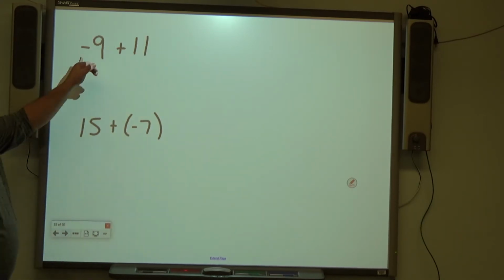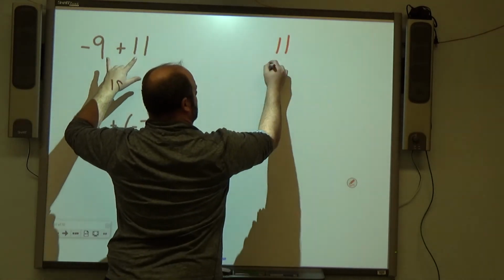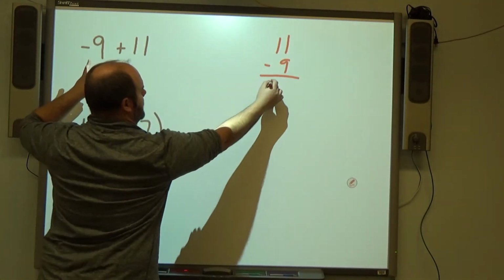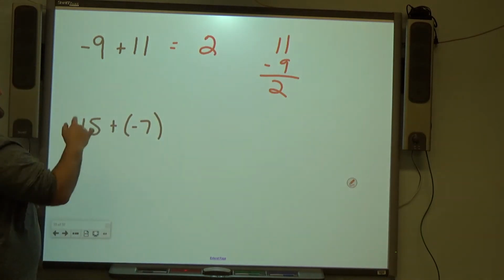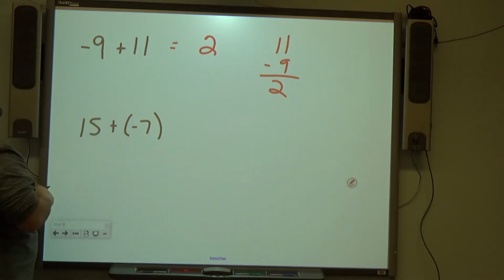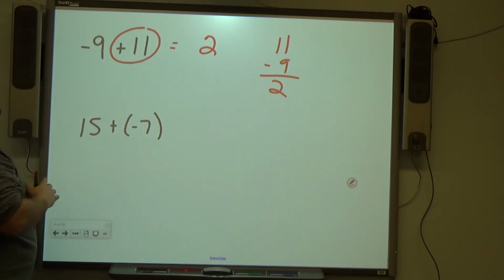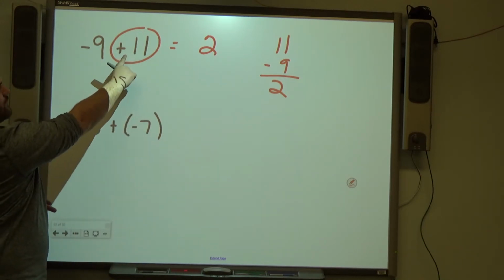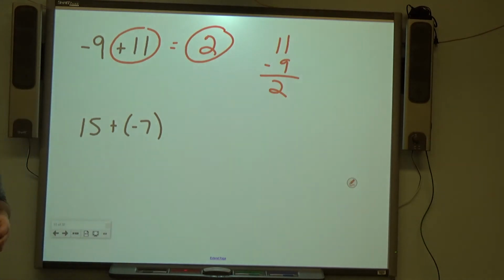Couple more. Signs are different. I need to subtract. So once again, I take 11 minus 9, and I get 2. So my answer is 2. But I also need to go back and look at what sign I'm going to take. 11 is bigger than 9. The sign in front of 11 is positive, so it's a positive 2. I do not need to put the plus sign in front of a 2, because if it does not have a sign, it is known to be positive.